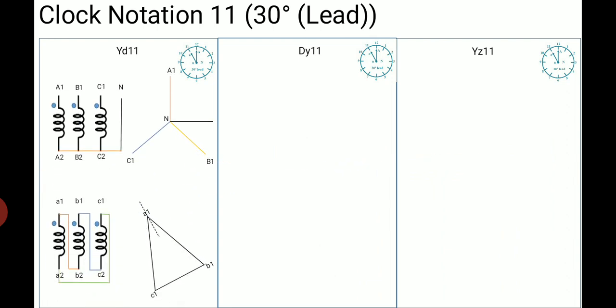YD11. The 11 group can be obtained by interchanging the position of the connections of YD1, DY1 or YZ1. So to obtain YD11, the connection required at the secondary side is A1 to B2, B1 to C2, C1 to A2.